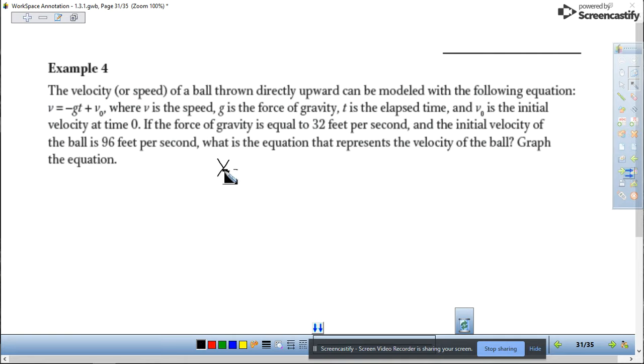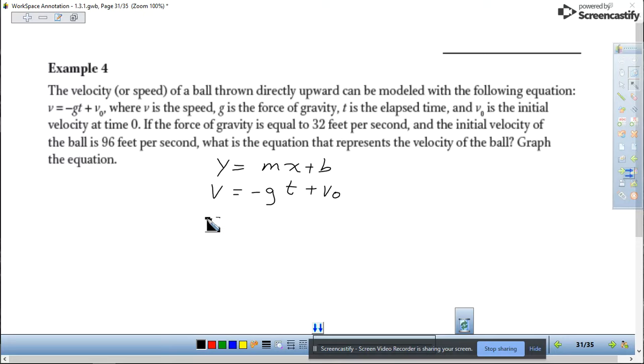Now, here's the deal. We've got y equals mx plus b. That's what we're used to. This is set up in exactly the same way. V is your new y. M is going to change to negative g. Okay? And that just means that we're going to have a negative slope. X changes to t, so it's an equation in terms of time. And then v sub 0 is your y-intercept, or your initial amount.